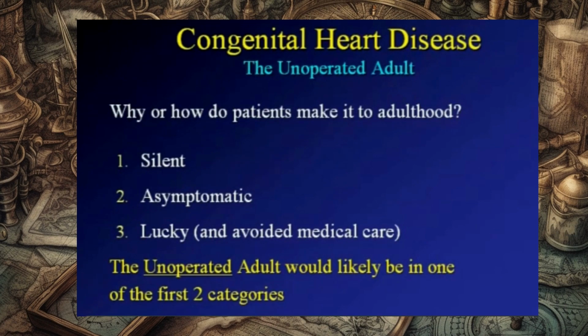Well, how do some of these patients make it into adulthood? And I think there are probably three choices for that. This isn't a question for you. Either these defects are silent, or they're relatively asymptomatic, or the patients have just been lucky and probably also avoided medical care. If you encounter an adult patient with congenital heart disease, they're likely to be in the latter two categories, or excuse me, in the first two categories.